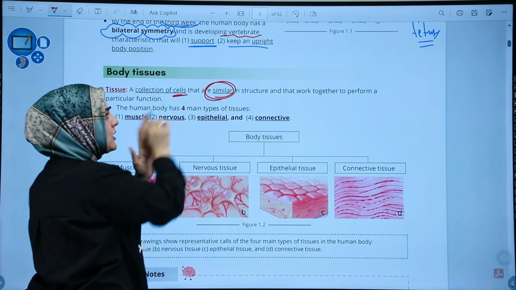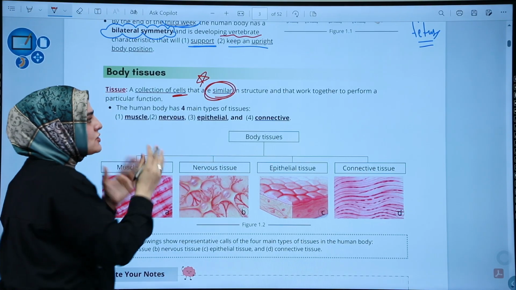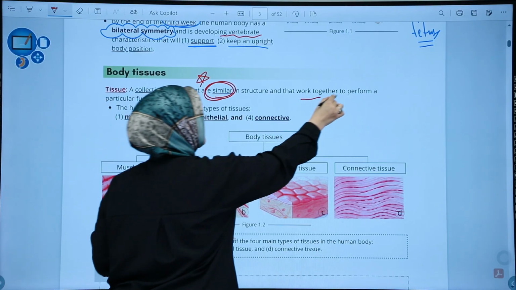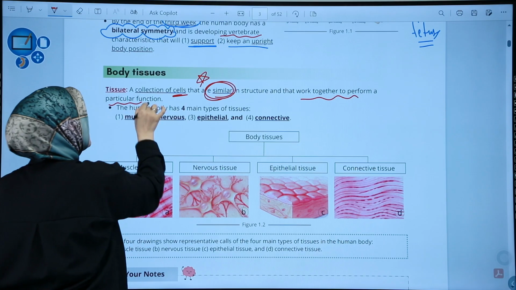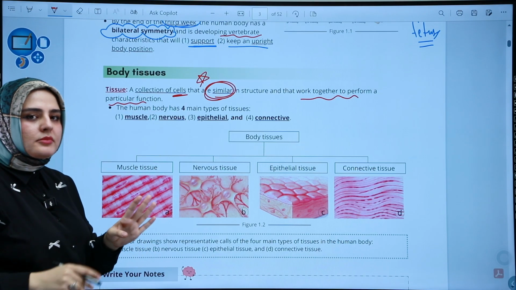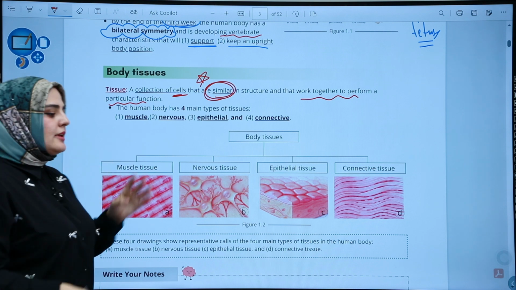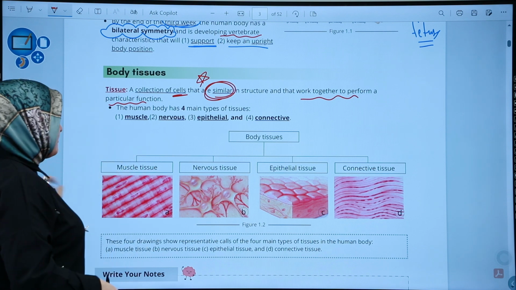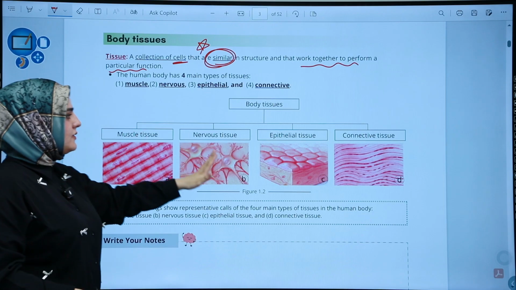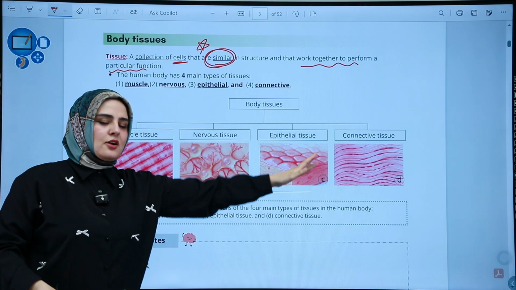similar. This is your keyword. Similar in structure and work together. Okay? They work together to perform one function. That they are similar cells working together. Then we have 4 types. We have muscle tissue, nervous tissue, epithelial, and connective.